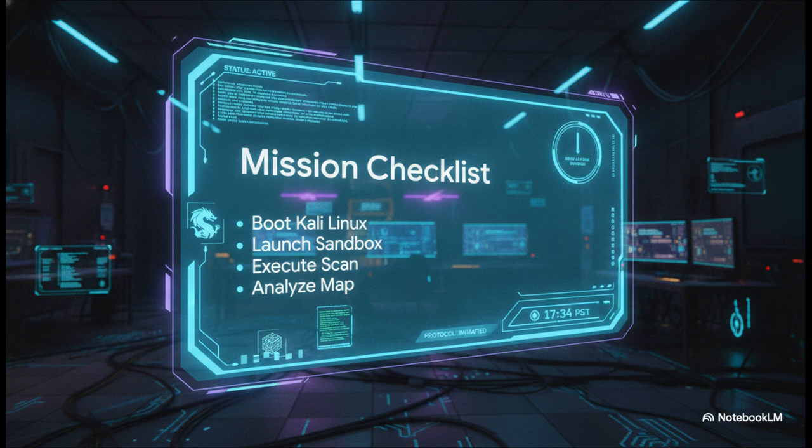So, here's the checklist to run your very first legal scan. First, you boot Kali Linux, your primary hacker operating system. Second, you launch your Metasploitable sandbox. This is your target, safely running in a virtual machine right on your own computer. Third, you open a terminal and execute your target IP scan using Nmap. You type the command, fire those pings into the dark, and wait. And finally, you analyze the digital map. You just watch as the terminal populates with open ports, operating system guesses, and service banners. You are finally seeing the network in high definition.